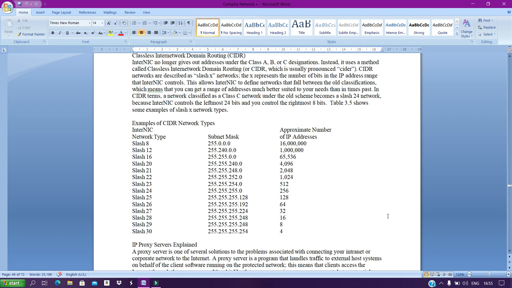Examples of CIDR network types: InterNIC network type, subnet mask, approximate number of addresses. /8, 255.0.0.0, 16,000,000. /12, 255.240.0.0, 1,000,000. /16, 255.255.0.0, 65,536.